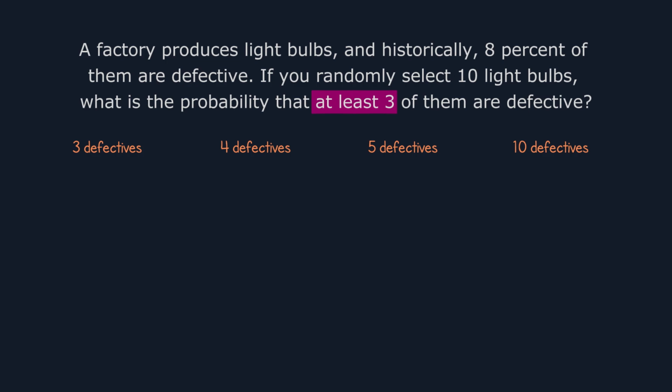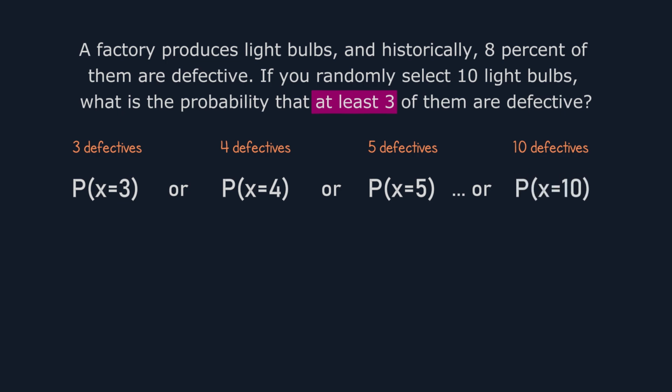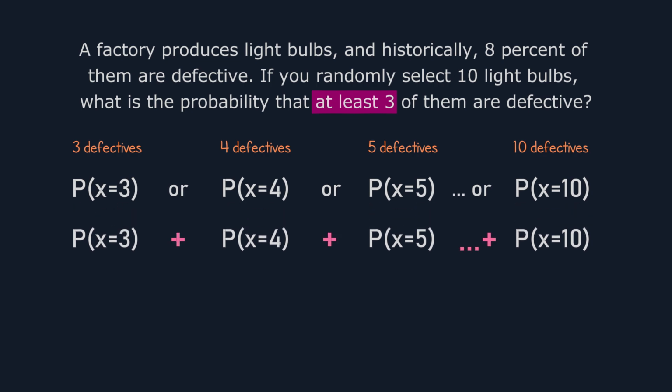So to solve this, we need to find the probability of getting 3 defectives, or 4 defectives, or 5 defectives, and so on, all the way up to 10 defectives. Now, you probably know by now that when dealing with OR cases, we need to add these probabilities together. This situation is known as the union of events. And as you can see, this could be quite lengthy to solve, especially if we have even larger ranges. So, for this particular case, I'm going to show you a calculator technique to make this process much easier.